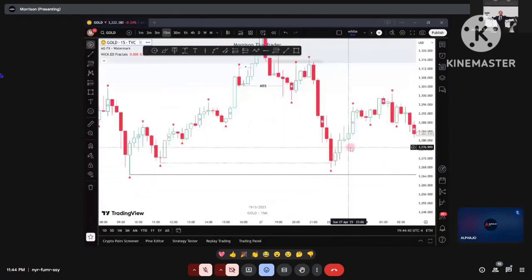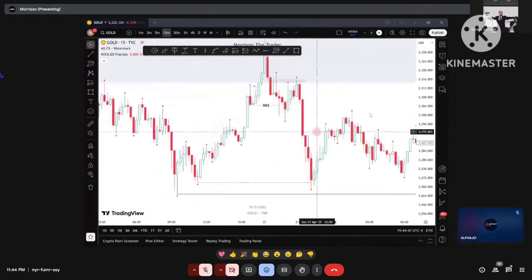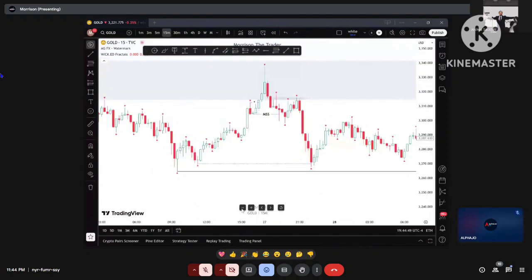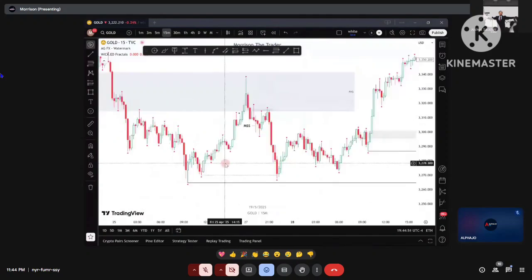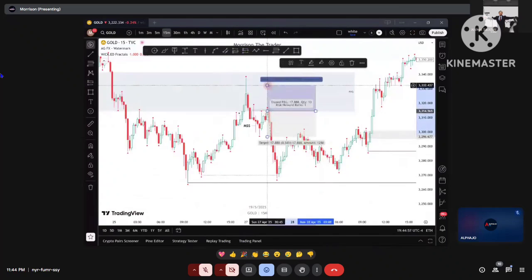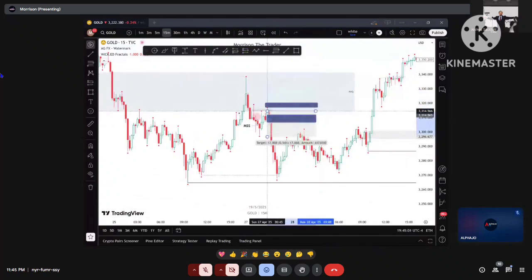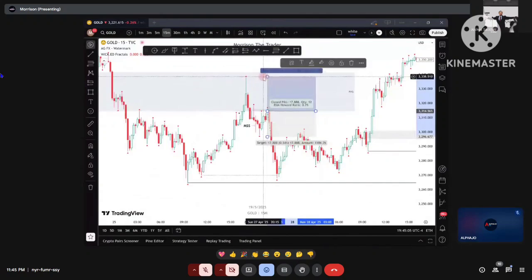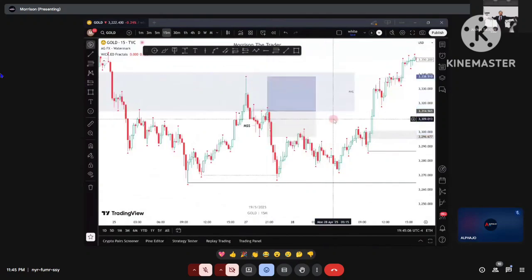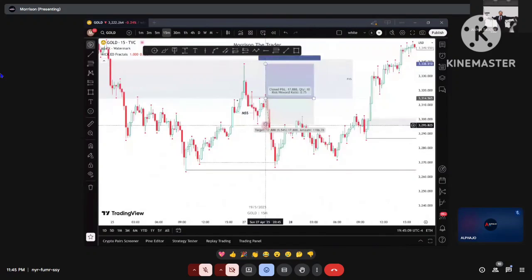Now, if you are greedy, okay, if you are greedy like some people, I'm not greedy though, this is where you enter. You enter in that fair value gap right here. You put your stop loss above the high after the sweep. So this high right here is where you put your stop loss. And then you target what? 1:2. Okay, target 1:2.